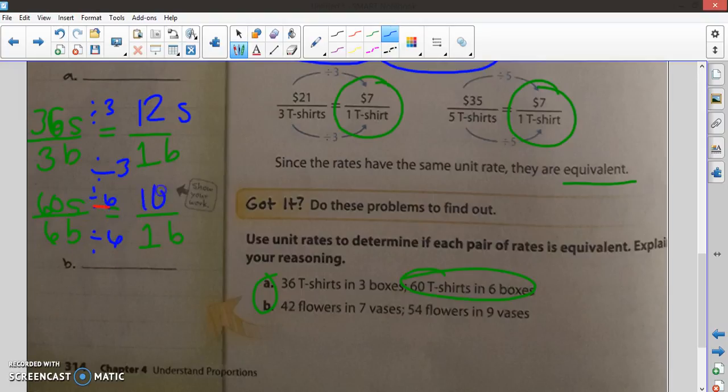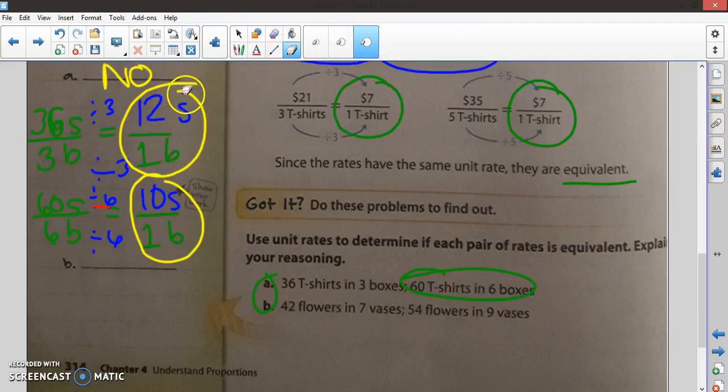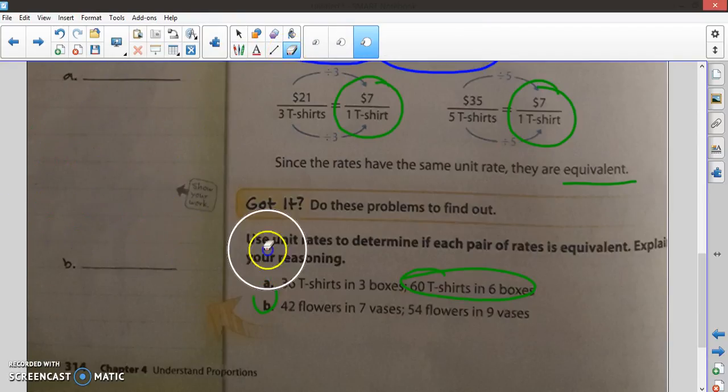I get 10 shirts. Our unit rates are not equal. Up here we have 12 shirts in 1 box. Here I have 10 shirts in 1 box. So for A, it's a no. Okay, I'm going to erase this. Now let's look at B.